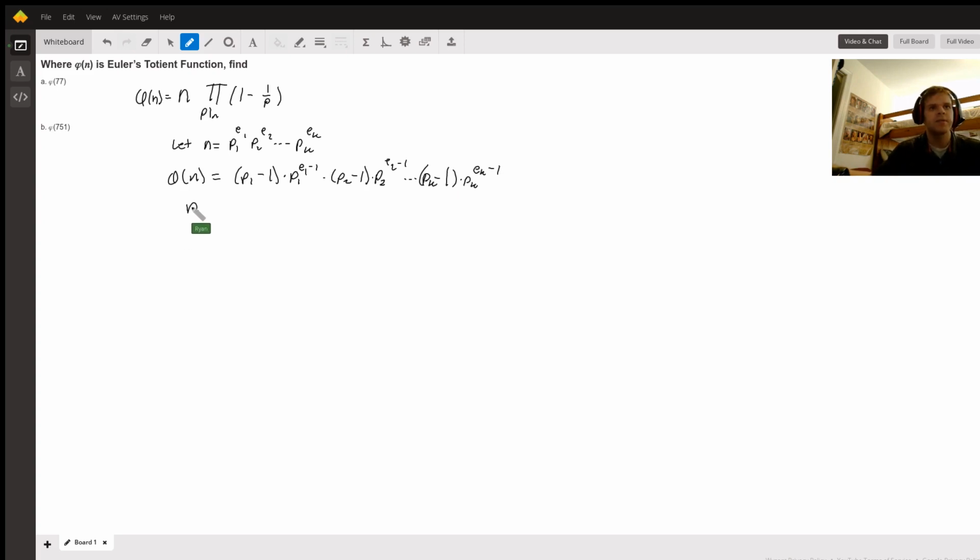All right, so what does that mean for us? So if n equals 77, this is 7 times 11. And now we can see we have 2 primes here, and we're just going to subtract 1 from each of them and multiply again to get phi of n. Phi of 77 should be 7 minus 1 times 11 minus 1, and that should be 6 times 10, or 60.